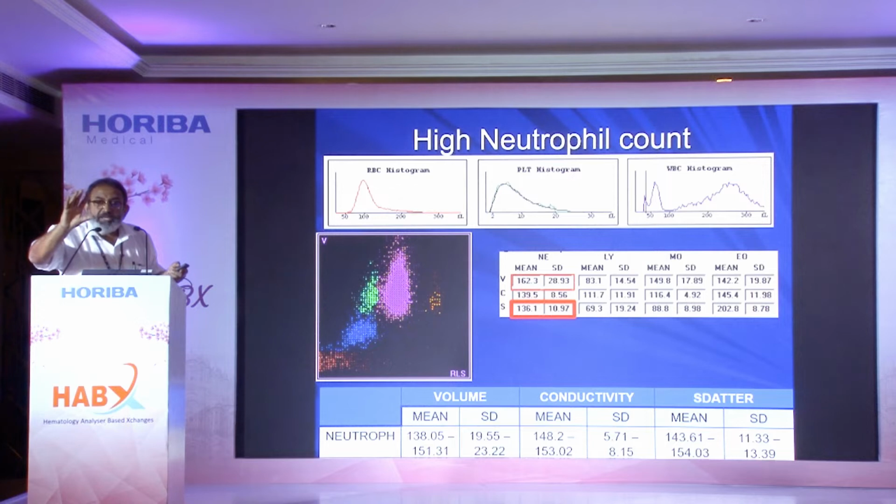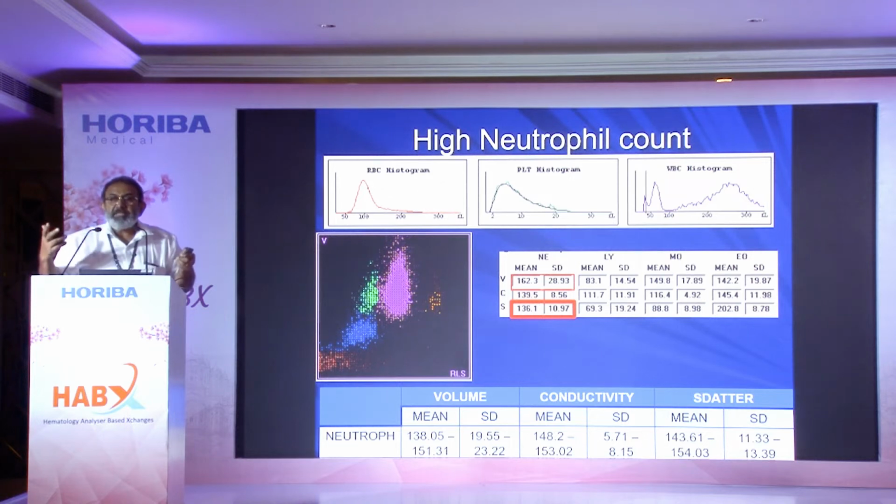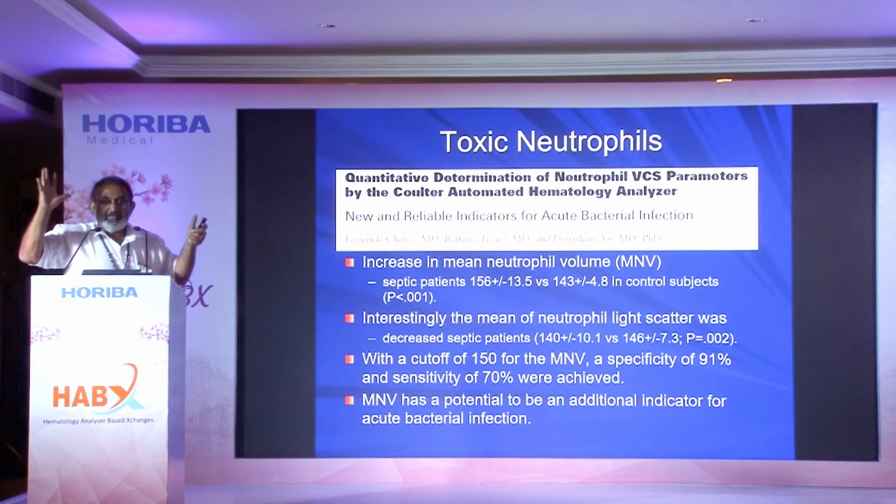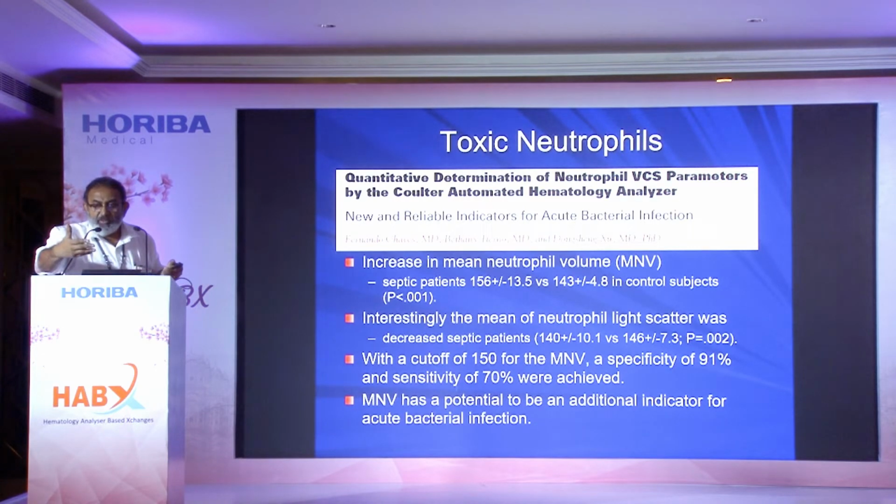So neutrophil macrocytosis was a good indicator of acute bacterial infection. But he could not explain why. So his conclusion of the study was that increased neutrophil volume was a good indicator of sepsis, but low scatter was also a good indicator of sepsis. How can you have low scatter when you have toxic granulation? When you look at the peripheral smear, neutrophils have a lot of granules. How come this neutrophil has low scatter?